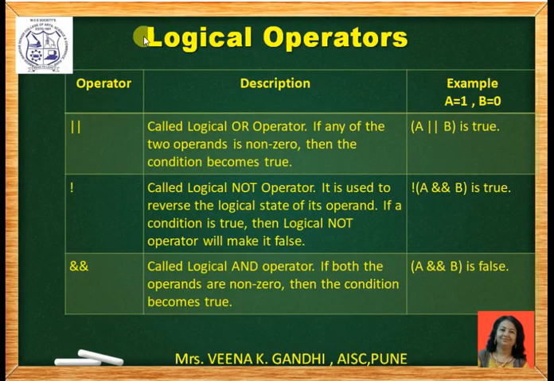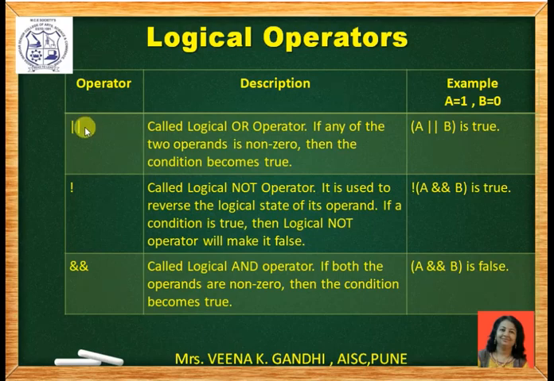Logical operators. Logical operators are mainly used in decision making. Logical operators join two or more expressions or conditions and perform the logical operation on them. The result of a logical operation is always Boolean, true or false. In C language, any non-zero value is assumed as true and 0 is assumed as false. Now C provides three logical operators: logical AND, logical OR, and logical NOT.